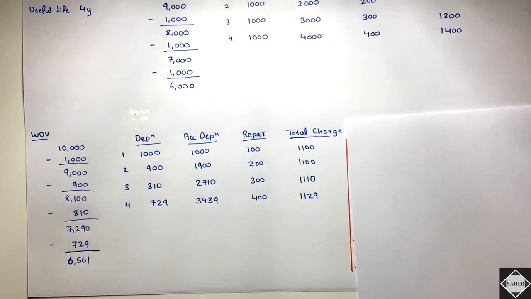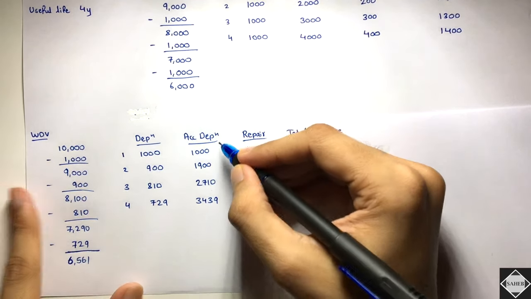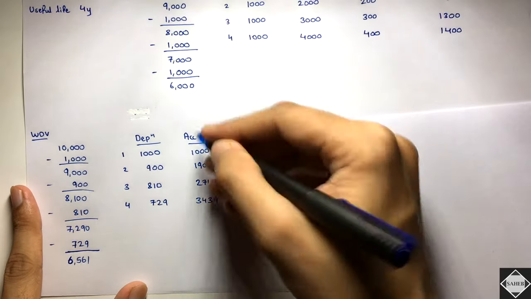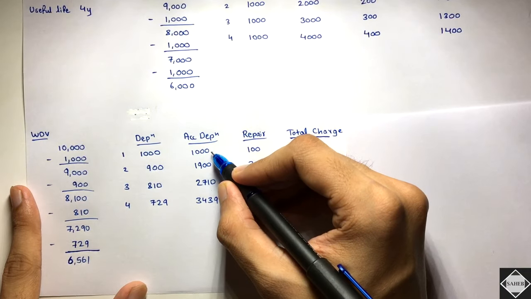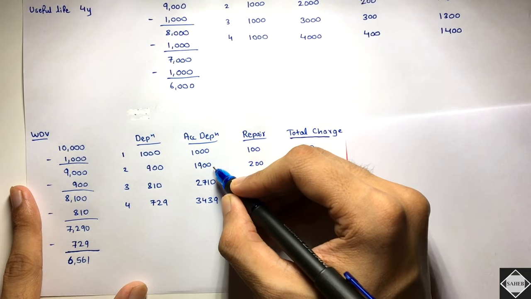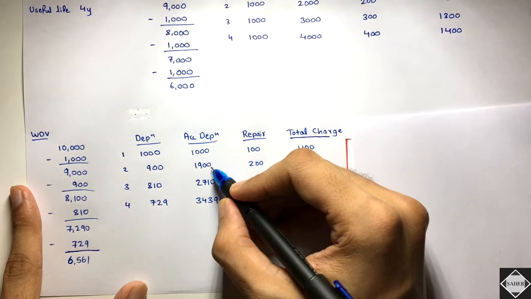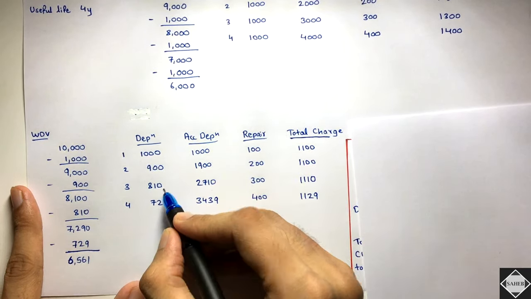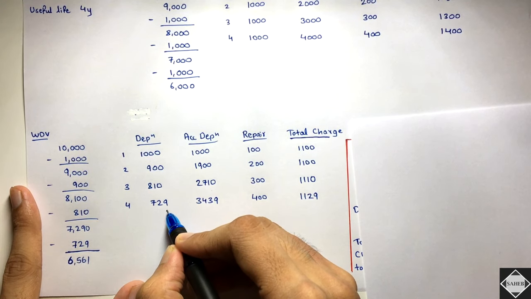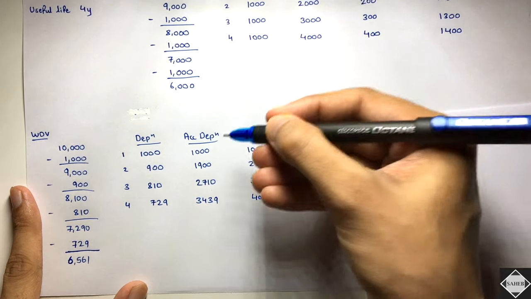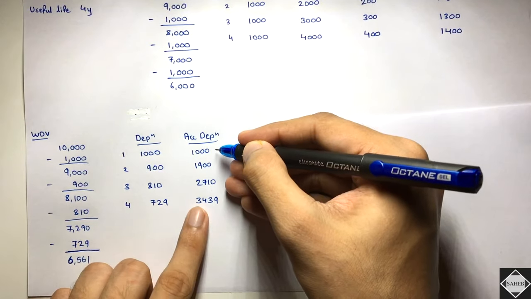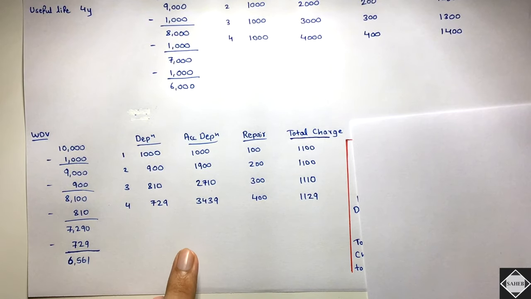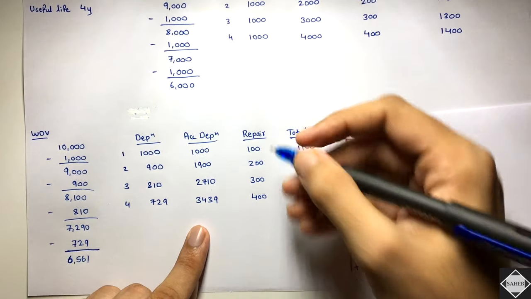So now here what's happening, understand properly. Of course, accumulated depreciation is increasing, but it is increasing at a decreasing rate. First time it increased by 1000, from 0 to 1000. Then in the second time, it increased by not 1000, it increased by only 900. And then in the third year, not by 900, by 810. And then in the fourth year, it increased by 729. You see, it is increasing from 1000, it has become 3439, but at a decreasing rate. Is that clear? Yes.